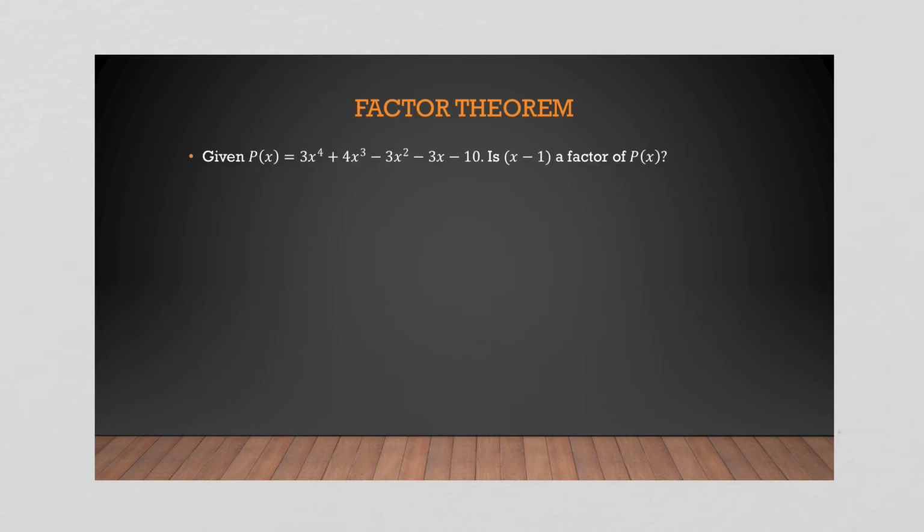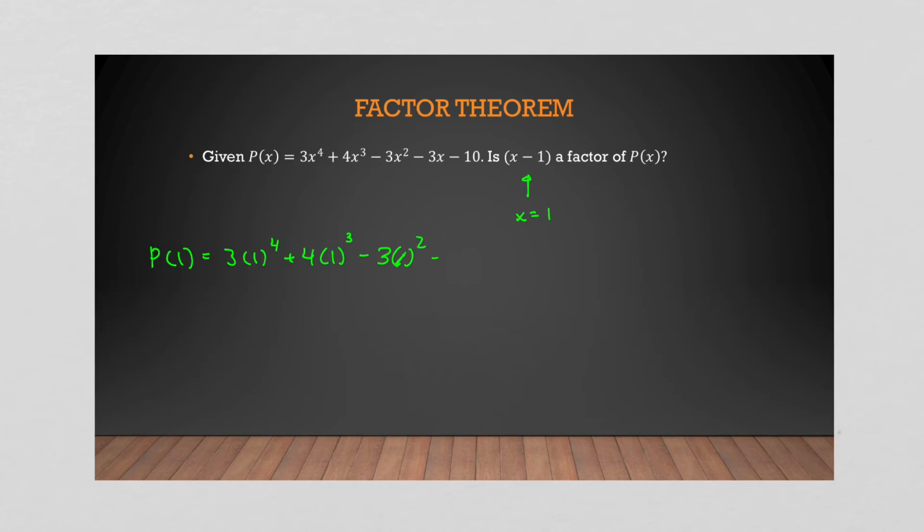Let's look at another one. Is x minus 1 a factor of the given polynomial? Well, again, x equals 1 in this case. So we are just going to try what's p of 1. Well, 3 times 1. 1's always a nice one because it's really easy with respect to our arithmetic.